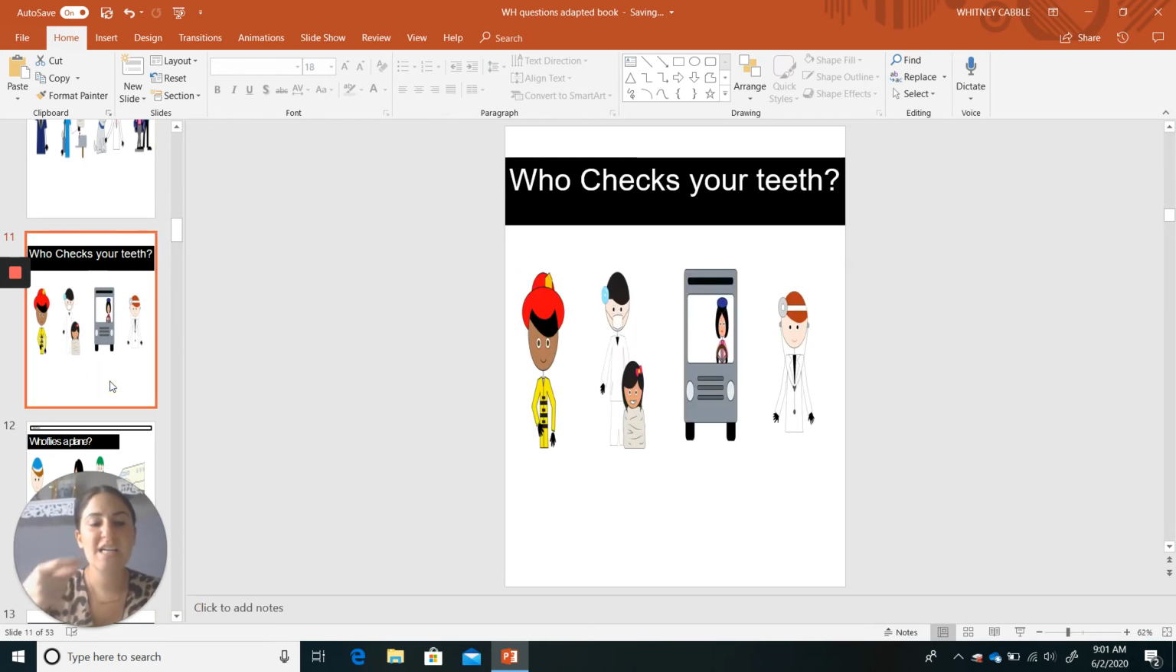Who checks your teeth? Does a firefighter check your teeth? Does a dentist check your teeth? Does a bus driver check your teeth? Or does a doctor check your teeth? Who checks your teeth? Point to the right person.